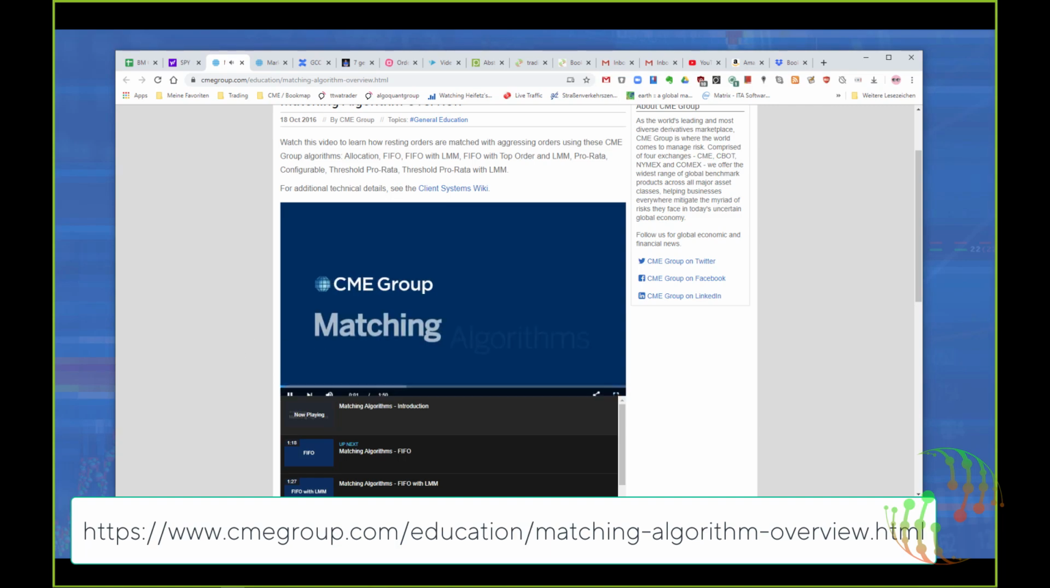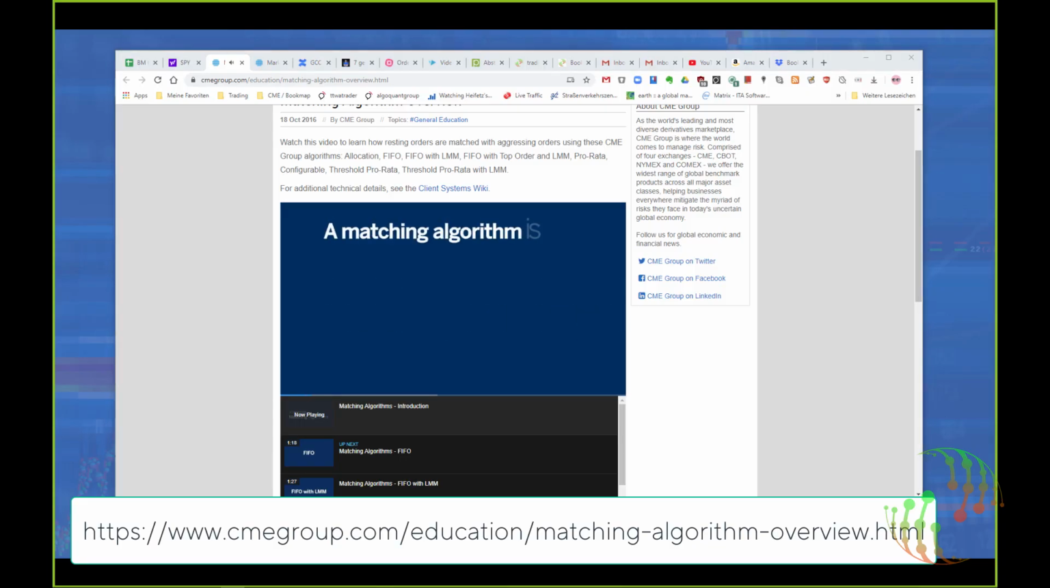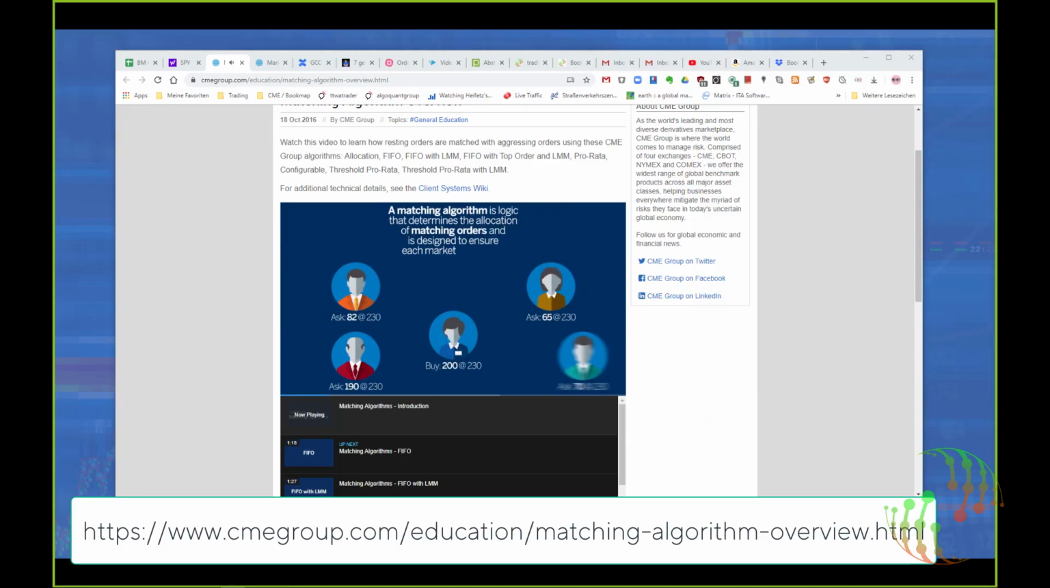Welcome. This video provides an overview of each matching algorithm supported on the CME Globex platform. A matching algorithm is logic that determines the allocation of matching orders and is designed to ensure that each market participant is given the best possible execution at the fairest price.